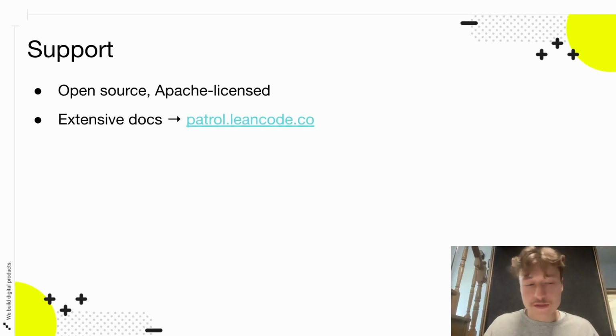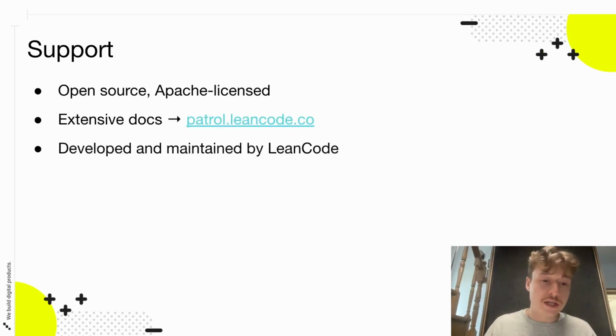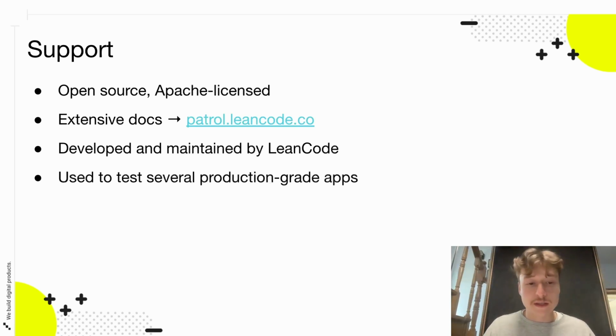Patrol is open source, licensed on Apache. We have docs at patrol.leancode.co. We develop and maintain it. We do it also for our own purposes because we test several production grade apps with it, and it's free because people ask me often about it.